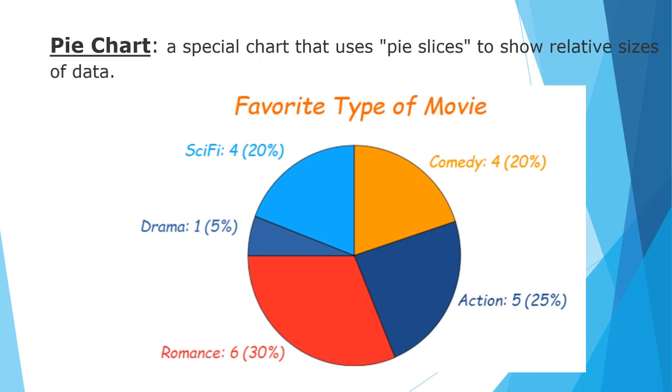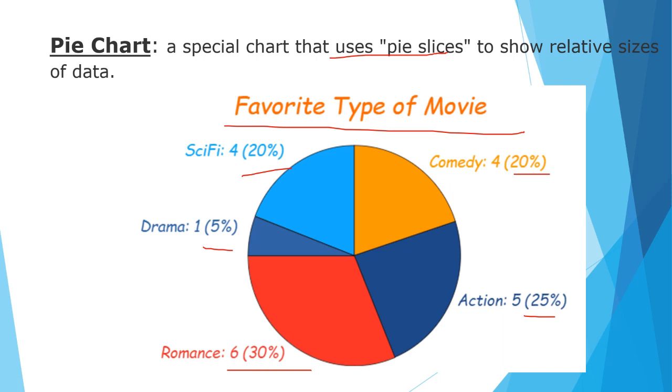Another one is the pie chart. So we can present our data using a pie chart. This is a special chart that uses pie slices to show relative sizes of data. So, kagaya, we have the same example, no? Favorite type of movie. So, in this case, kung alin yung may pinakamataas na percent, okay, by the way, kung titingnan nyo, may mga percent tayo, okay?